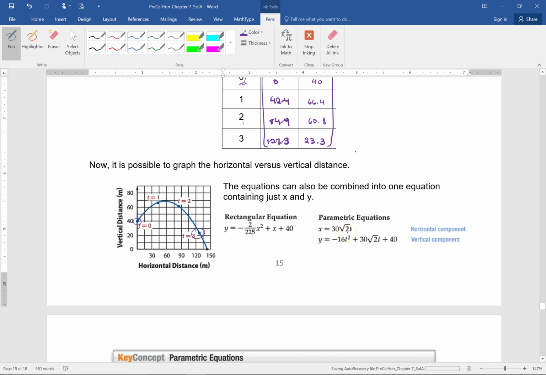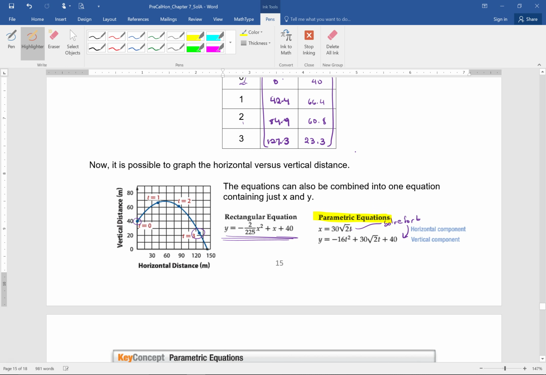Well, we can. Can we solve this for t and plug it in here? We can solve this for t and plug it in here. And what equation do you get? This equation. So now we have two sets of equations, and both of them tell us the same story. These are what we call the parametric equations.